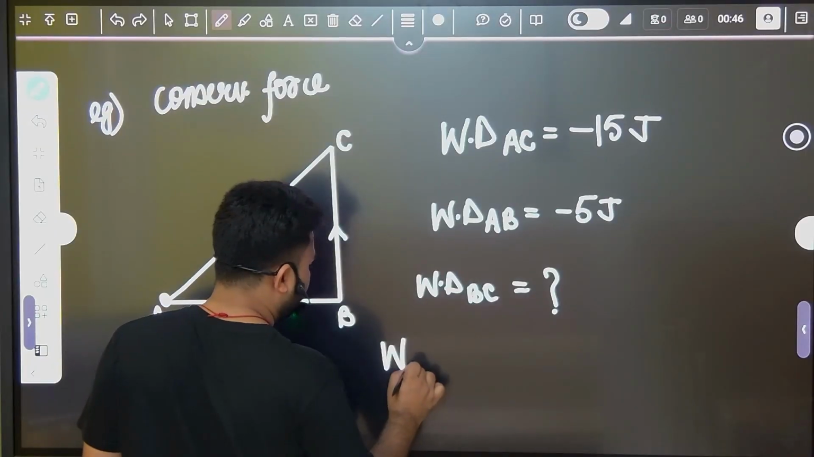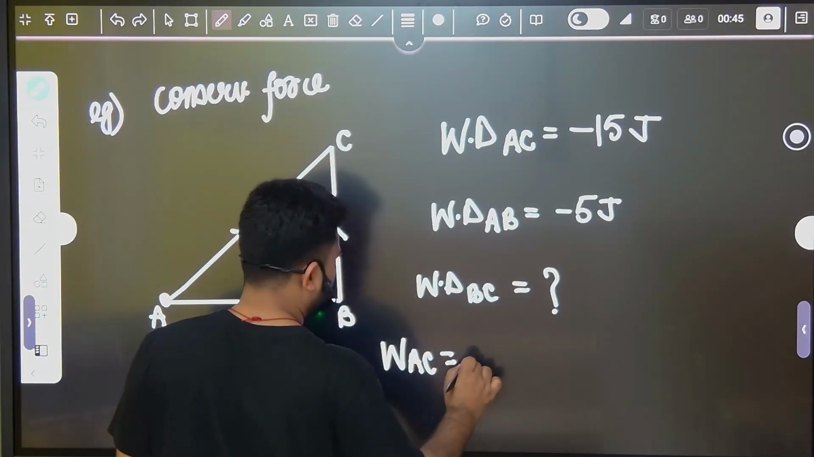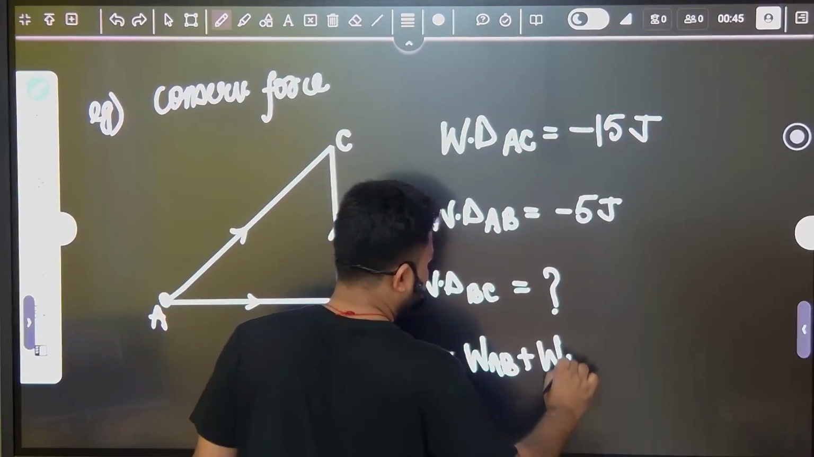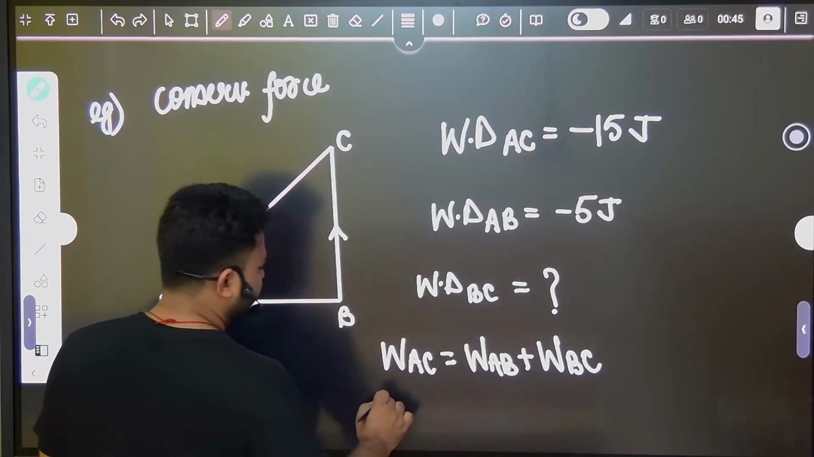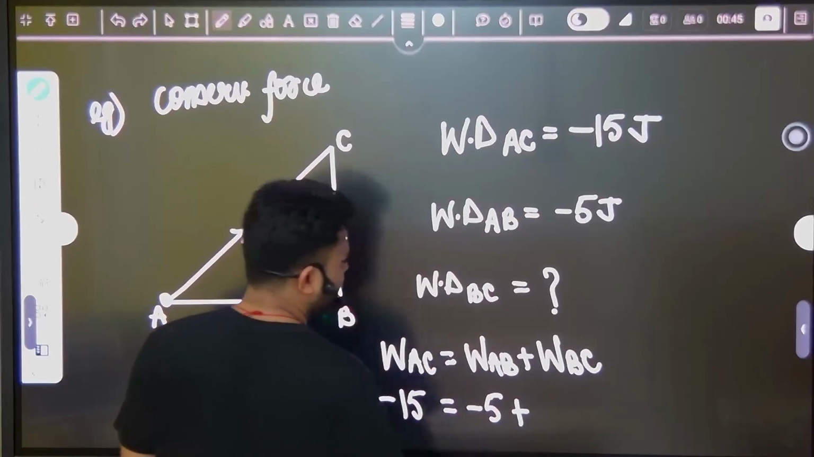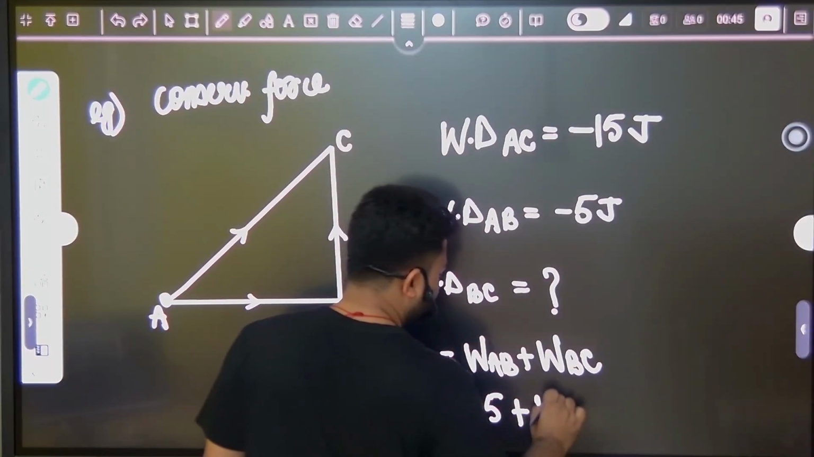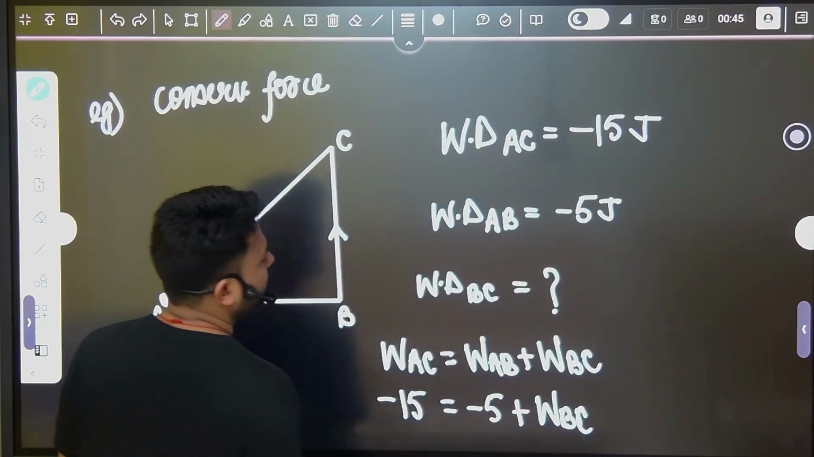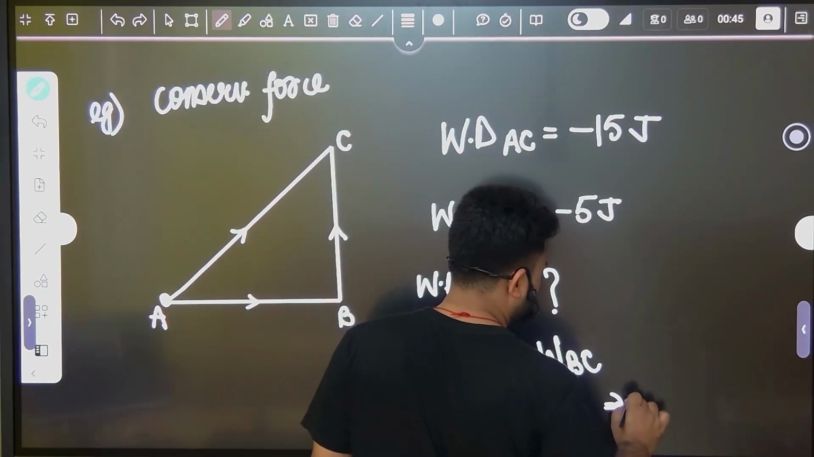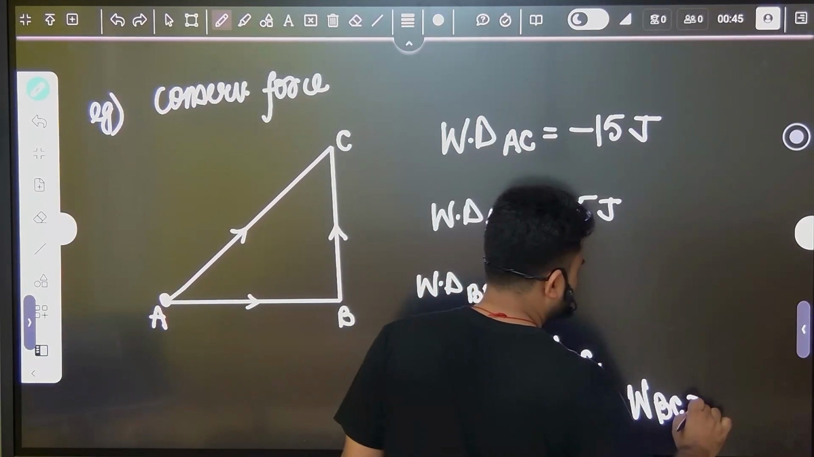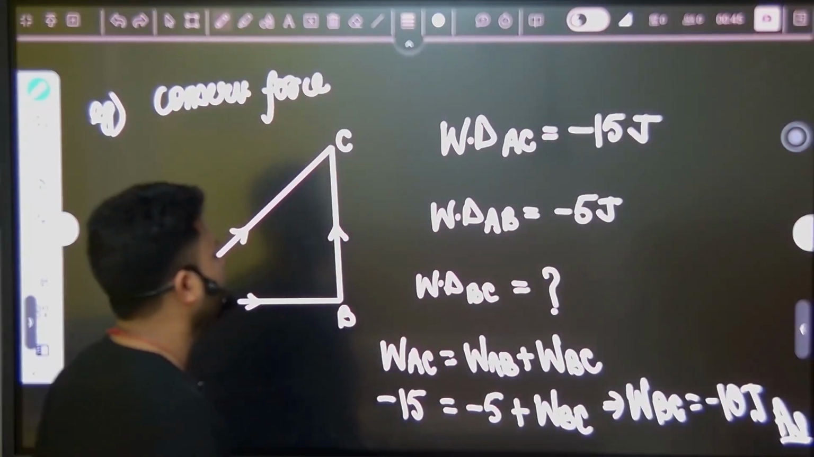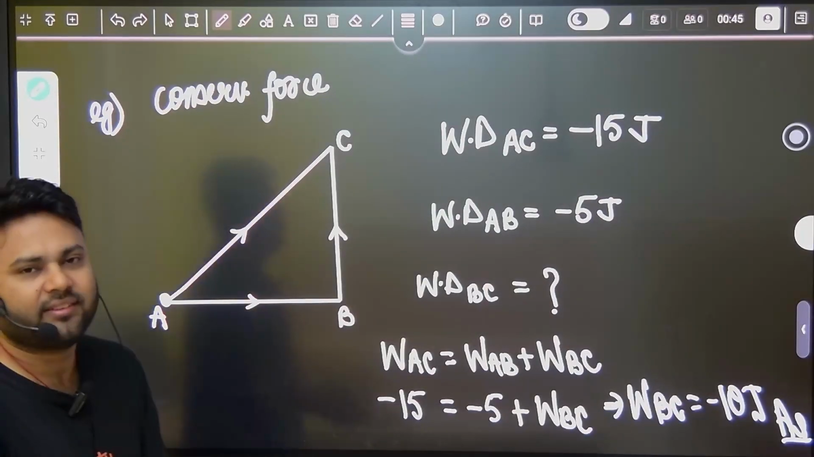Means work done by path A to C is equal to work done by path A to B plus work done by path B to C. So A to C it's given minus 15, A to B it's given minus 5, plus work done by path B to C. So B to C, how much will it come? It will come minus 10, because minus 10 minus 5 is minus 15. So from here you can write work done by path B to C is minus 10 joule. Correct? So this example is important.